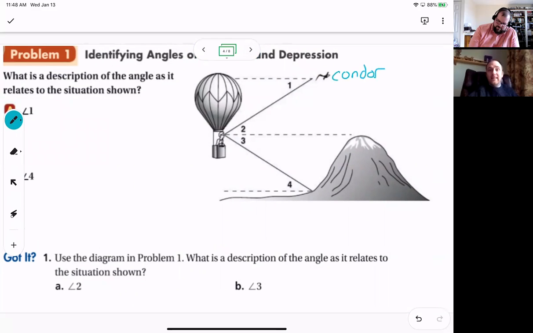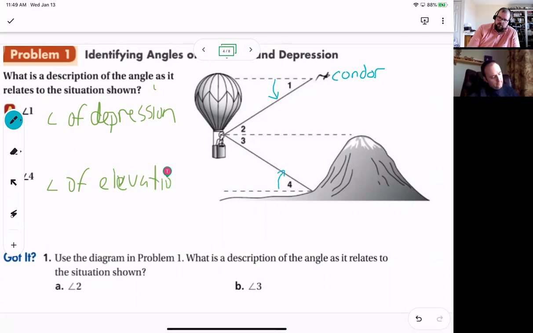So I think for angle 1, they want us to say that's an angle of depression. And that's because the condor is looking down from the horizontal to see the human. And then angle 4 is an angle of elevation, because the mountain is looking up from the horizontal to look at the person. Mountains don't look up. This one does.